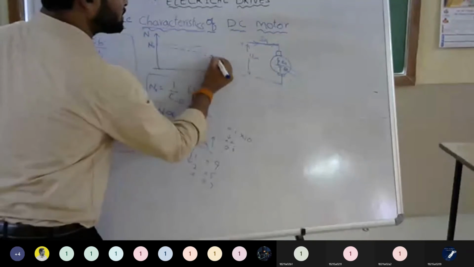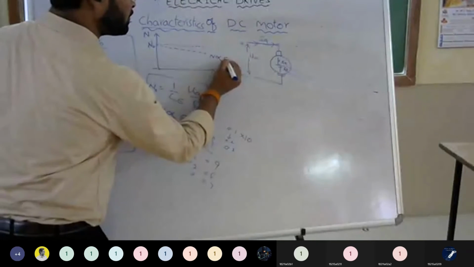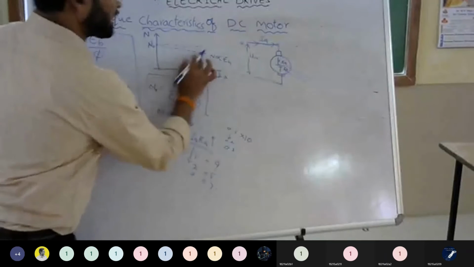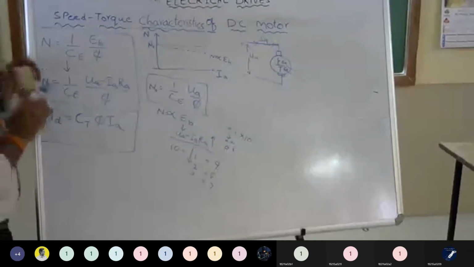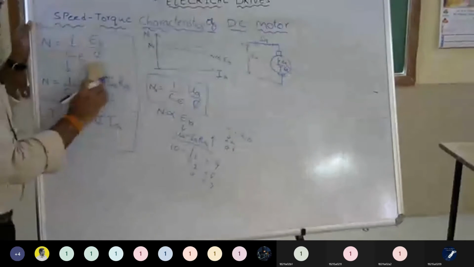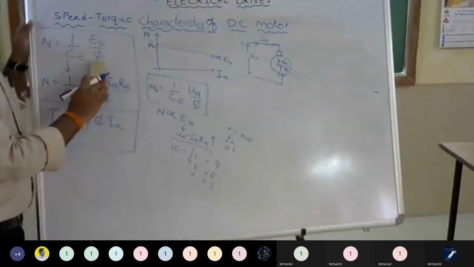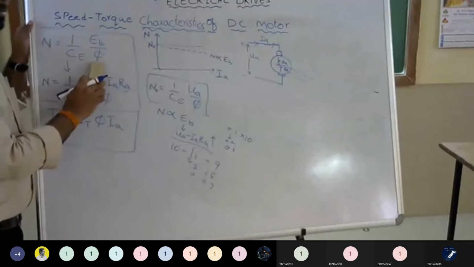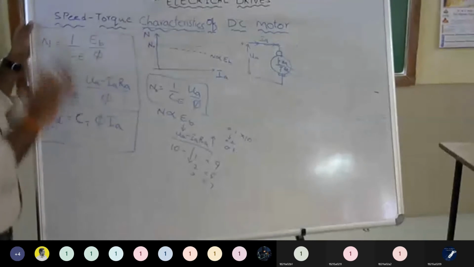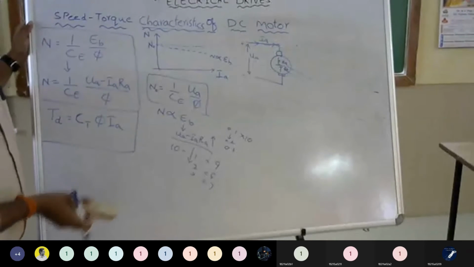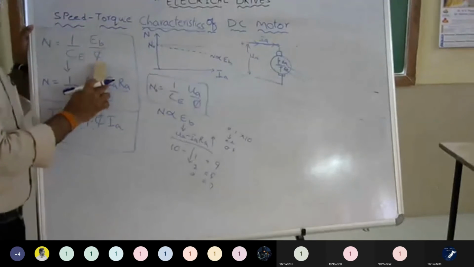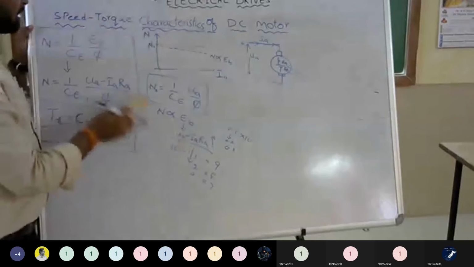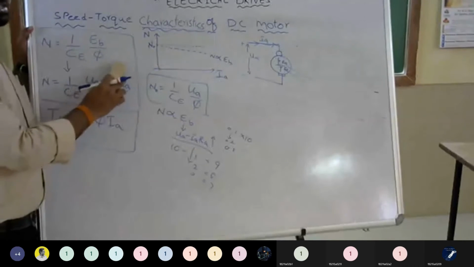So N is directly proportional to EB characteristics. But we have to know, we considered one assumption here, that flux is constant, but because of the armature reaction... What is the armature reaction? Armature reaction means that if IA is increasing, this flux will decrease.